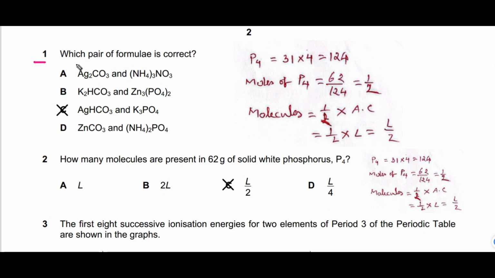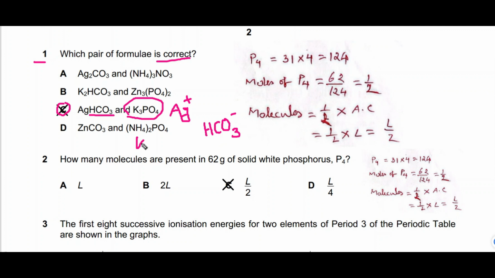Number 1, which pair of formulae is correct? The answer is C, because silver is Ag+ and hydrogen carbonate is HCO3-. So the formula of silver hydrogen carbonate will be AgHCO3. And the second one is potassium phosphate.